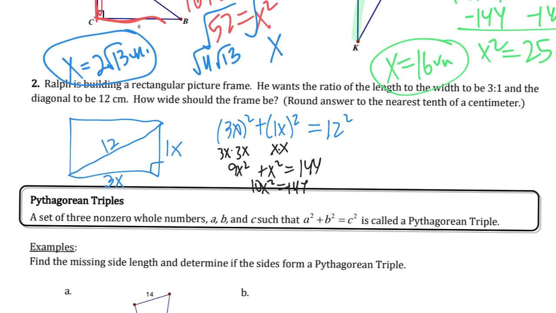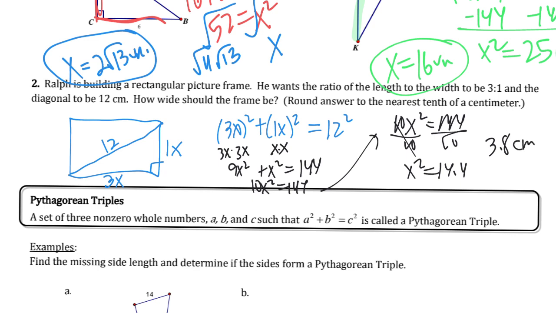How do you solve that? Well, I'm going to rewrite it up here. If you've got 10x squared is equal to 144, divide both sides by 10. You get x squared is equal to 14.4. Because this is a word problem, we're going to take the square root of it and use our calculator. Let me do that with my calc. The square root button's on the left, so you do second, square root, 14.4, and you're going to get 3.79, so about 3.8.